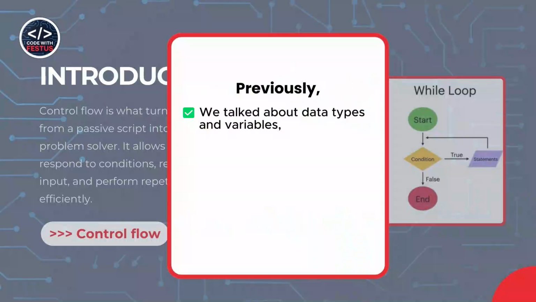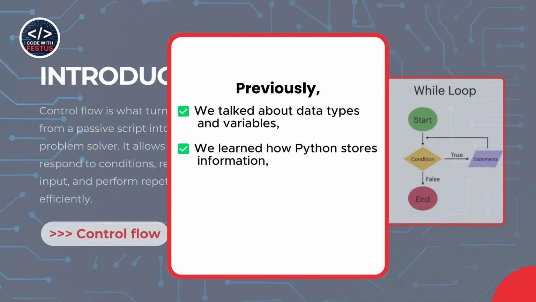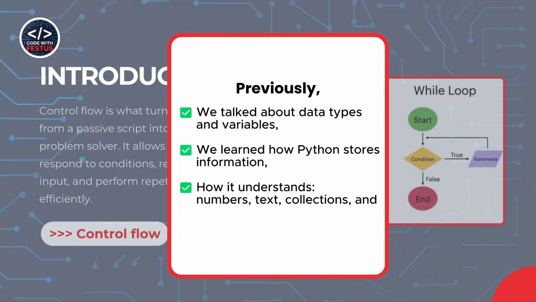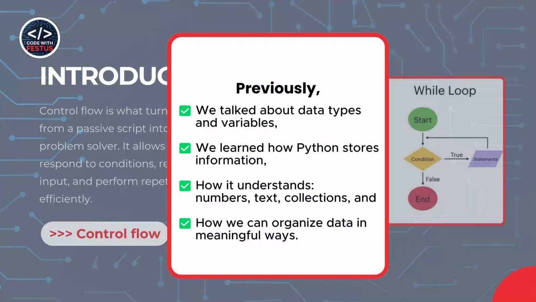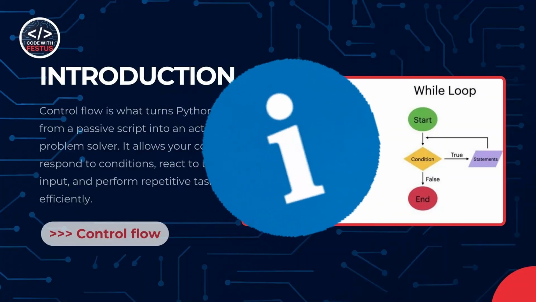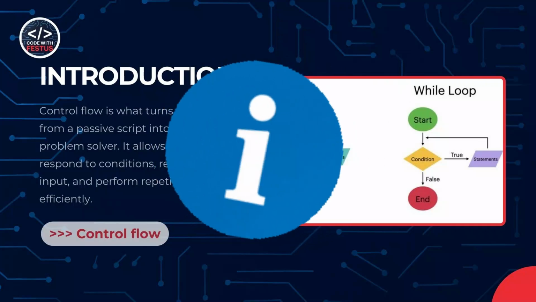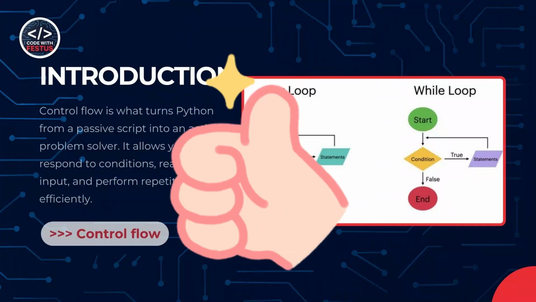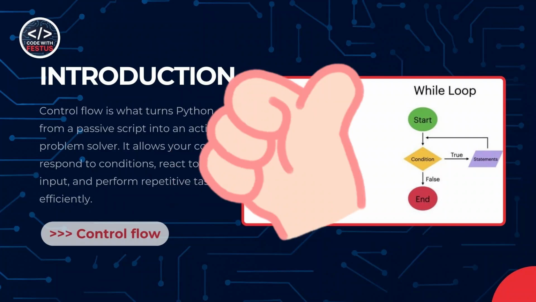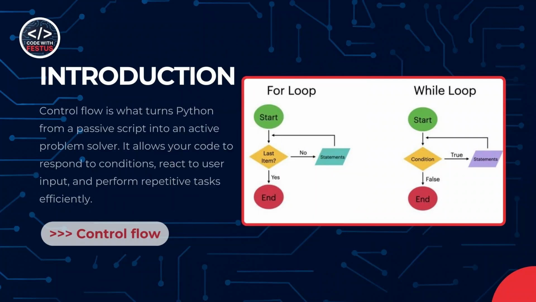In the previous video, we talked about data types and variables. We learned how Python stores information, how it understands numbers, text, and collections, and how we can organize data in meaningful ways. But here's the thing, data by itself does nothing. A program becomes useful only when it can make decisions and repeat actions. That's exactly what control flow allows us to do.